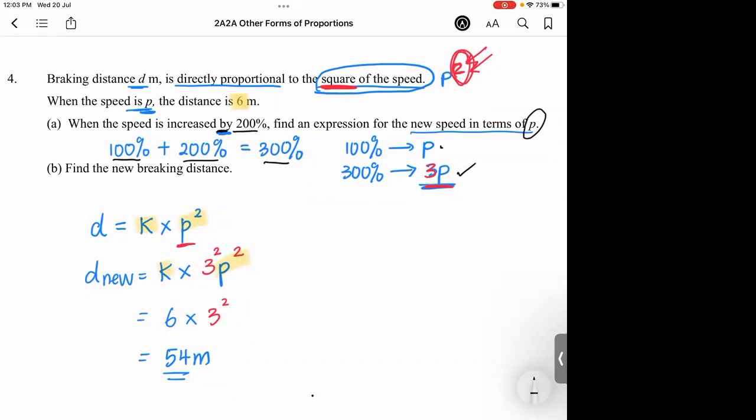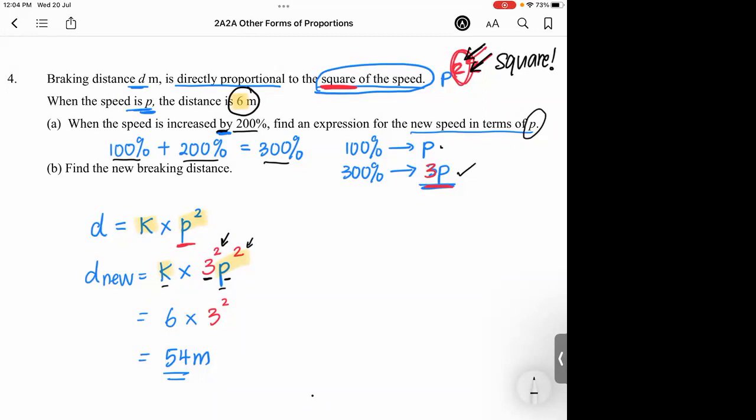So D equals K times 3 and then P. But we must remember there is something here. There's a power. We need to square it. So I square the 3, I square the P. Must remember the power square. Okay. Then they tell me the distance originally is 6. This means these two numbers originally is 6 because the 3 is something additional that we introduced, right?